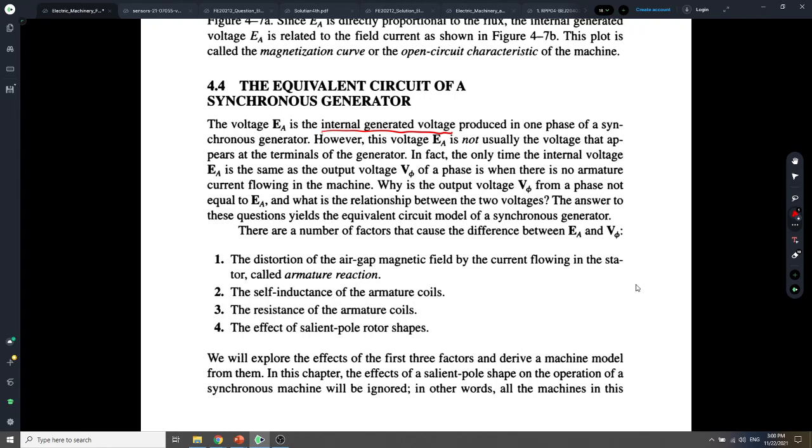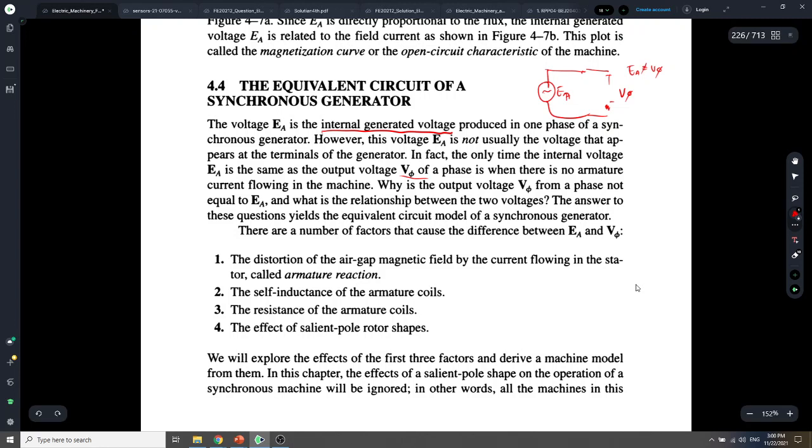Sometimes we can get it, but in open circuit condition. In fact, the only time the internal voltage EA is the same as the output V phase is when there is no armature current flowing. So ni kita boleh lukis macam ni lah. For example ni EA, and then this is the V phase. Bila kita letak multimeter sini, kita tak dapat pun. Susah nak dapat EA equal to V phase. Memang biasanya kita tak dapat.